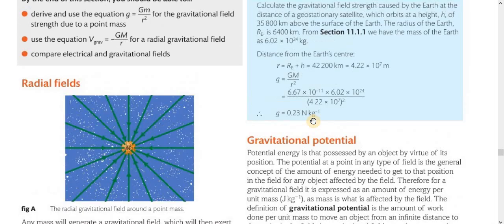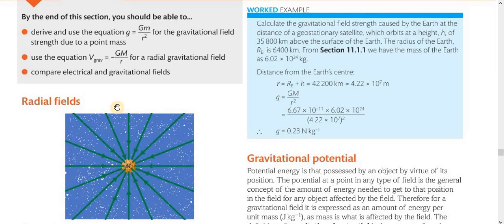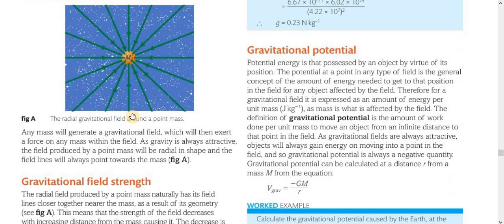And lastly we have gravitational potential. So far you learned about this and how to get this equation. Now we will learn about this: V equals minus GM over r. V you have seen before for potential difference, you have seen the letter V. So this is also something similar. This is the gravitational potential.